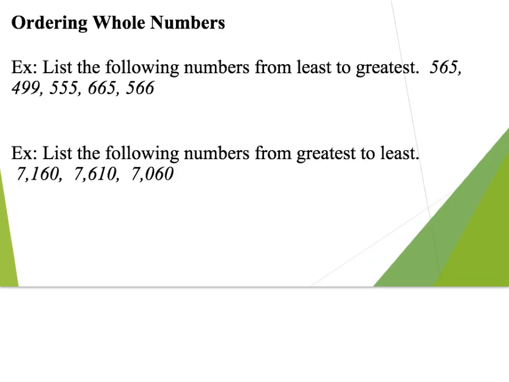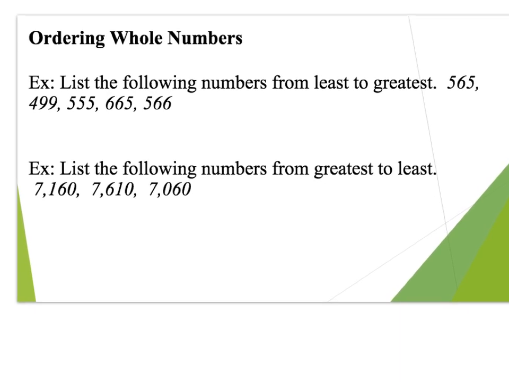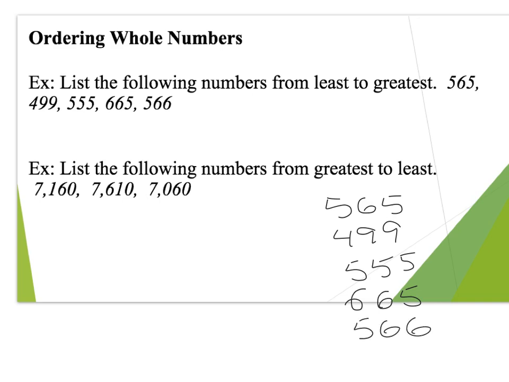Alright, now we have everything we need to order our whole numbers from least to greatest or from greatest to least. Looking at this first example, we have been given 5 numbers and we need to compare them, so list those according to place value. 565, 499, 555, 665, and 566. Now we're going to compare from the left to the right, looking at the hundreds place first. Now we're trying to list from least to greatest, so we're looking for the smallest number first. And the smallest number in the hundreds place is 499, so that's our smallest number.